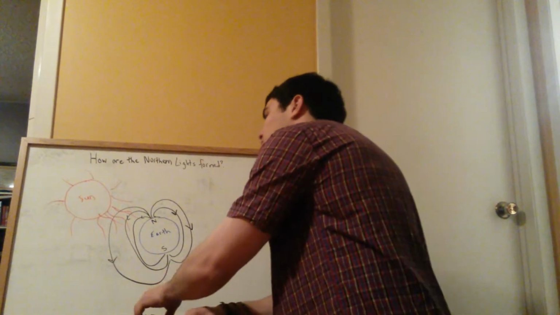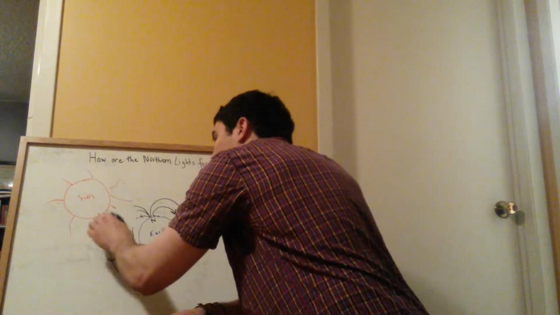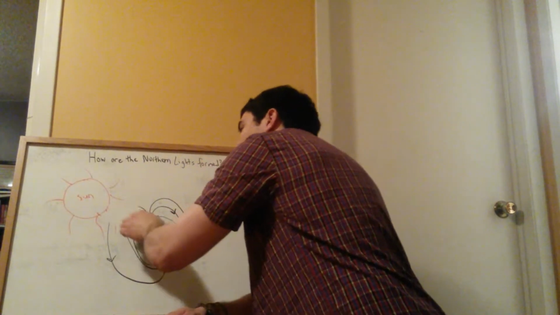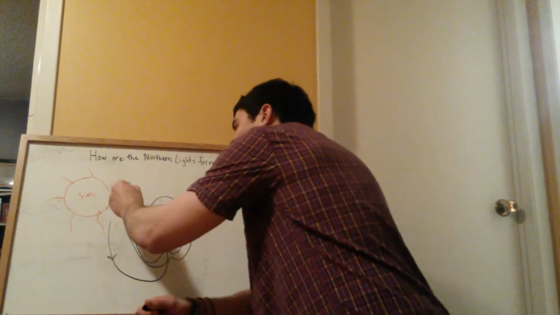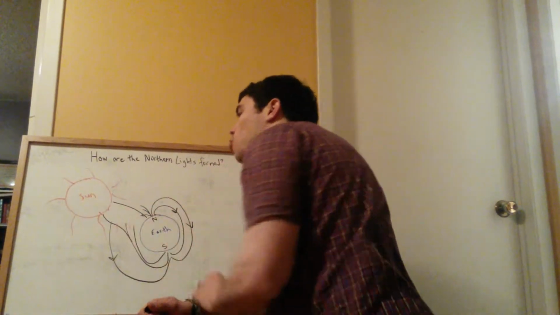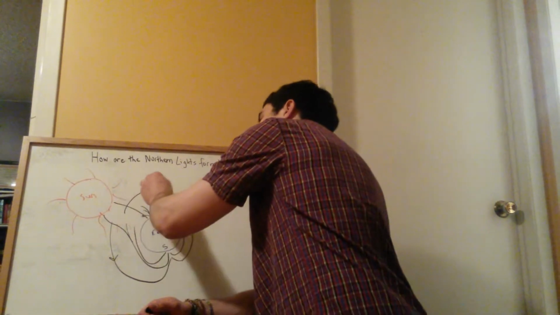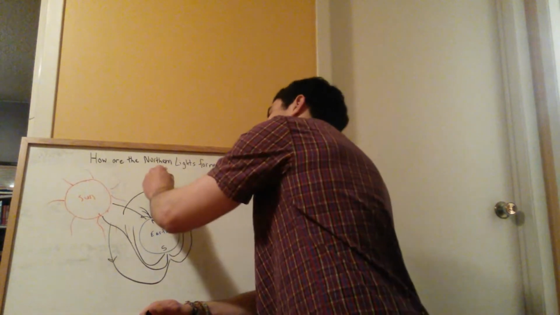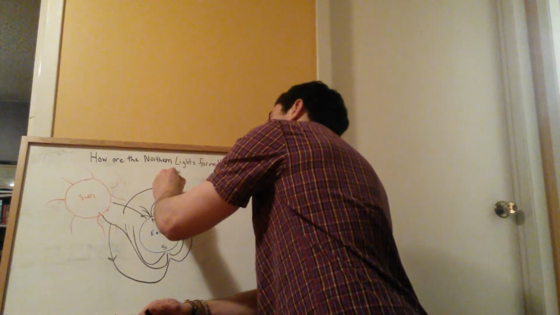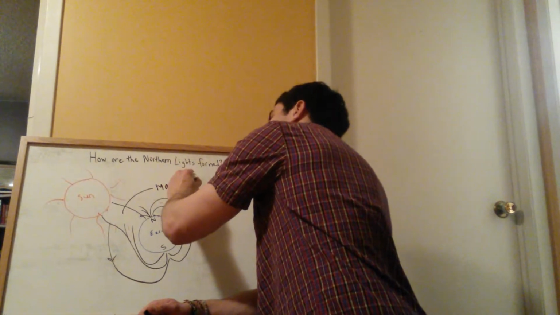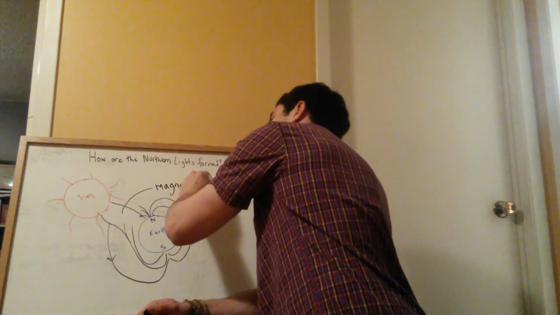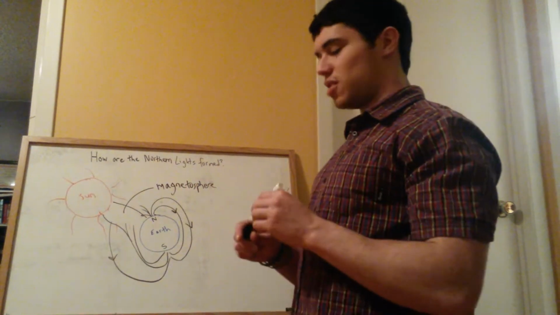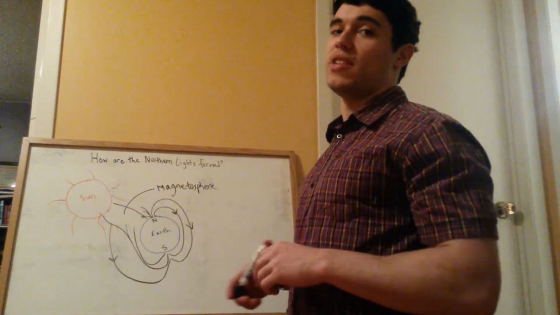It turns out that this creates something called a magnetosphere in this area right between this interaction point. If we draw that right here, it's something like a cone-like structure like this. So that's the magnetosphere, the area of interaction between the sun's emitted particles and the Earth's magnetic field.